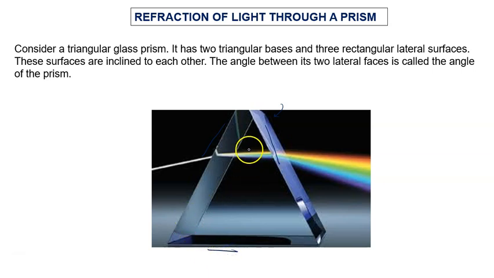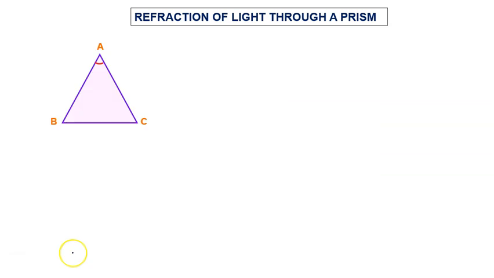These surfaces are inclined to each other. This is the inclination. Here, this is the inclination. The angle between its two lateral surfaces is called the angle of prism. A ray is incident on this surface and the ray is transmitted through this surface. This angle between the two inclined surfaces is known as the angle of prism, and it is written as capital A.